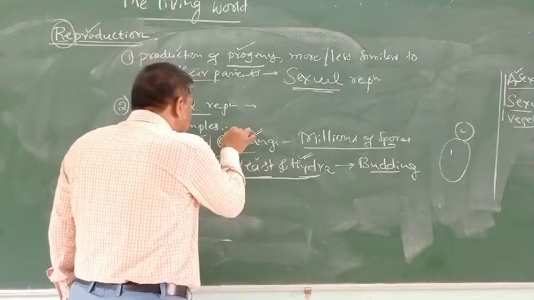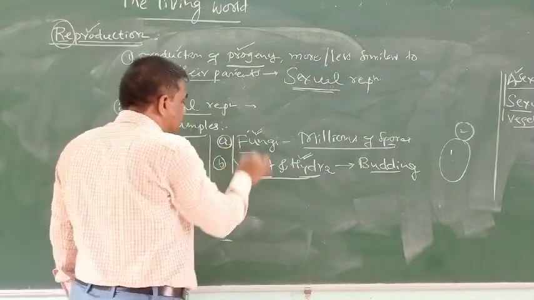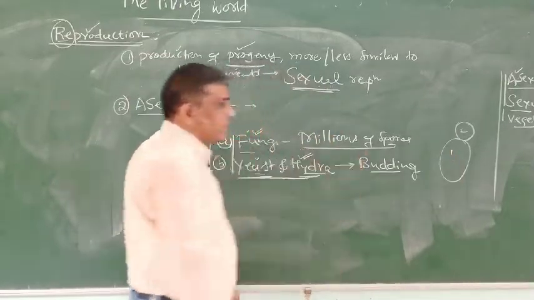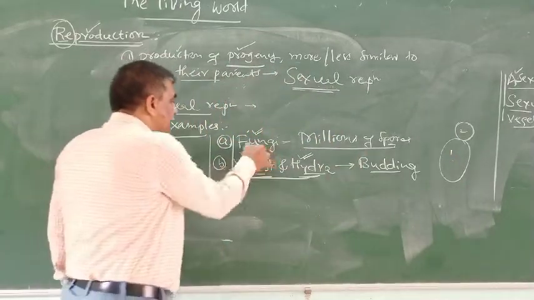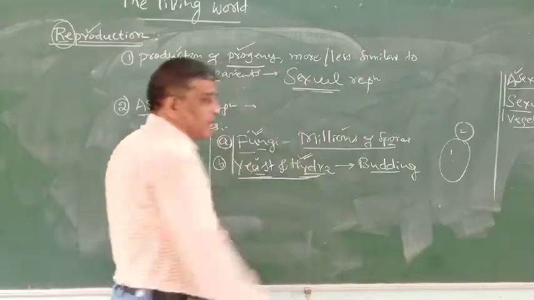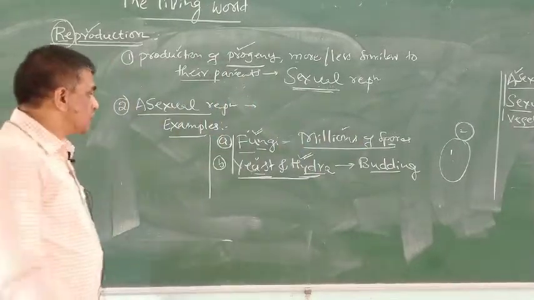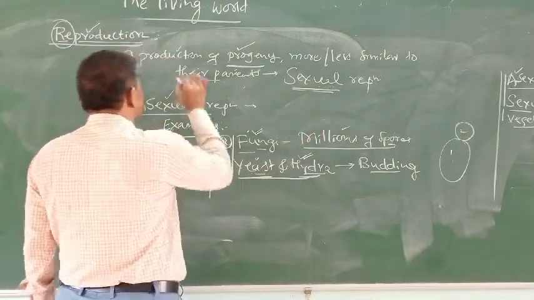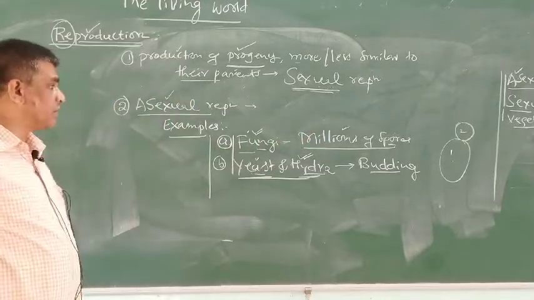Here, what you are noticing is that only one parent is involved. In the case of yeast, I have taken only one parent. In the case of hydra, only one parent is involved. In the case of fungi, which produces millions of spores, only one parent is present. In this way, a single parent is involved in the process of reproduction. Therefore, it is an asexual method of reproduction.